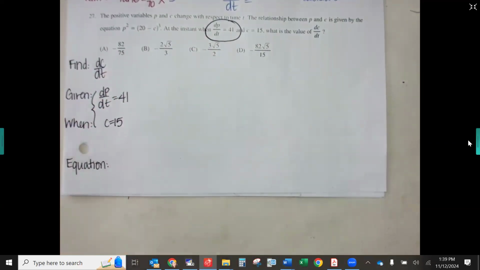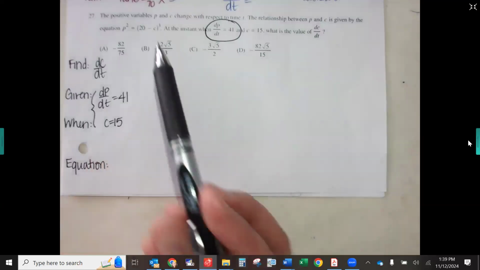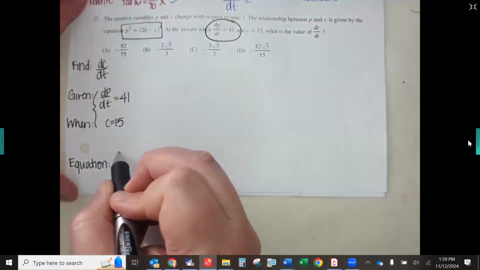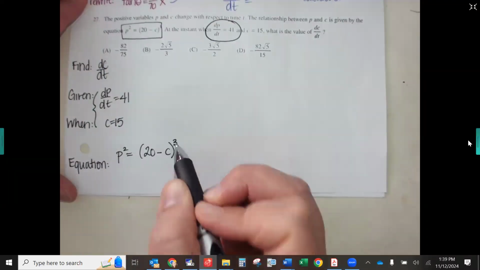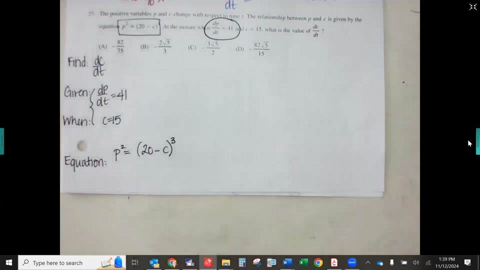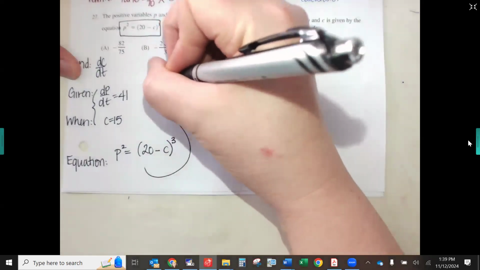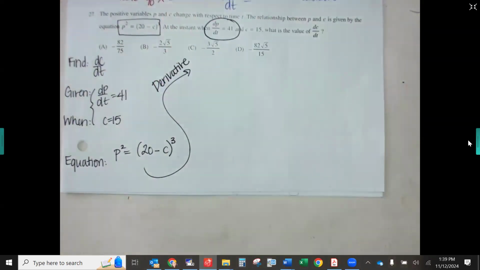And then for the equation, notice that instead of you having to use a formula chart, they're telling you the relationship is this. So write that down. It says P squared equals 20 minus C to the third power. Okay, take a second and try that derivative on your own. Don't forget your DDTs on all your letters.